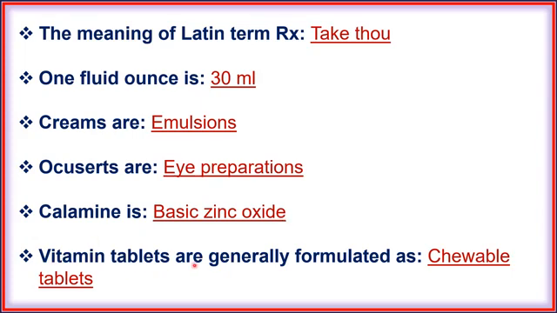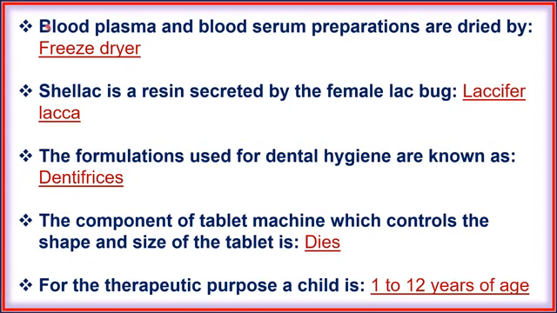Next, vitamin tablets are generally formulated as chewable tablets. Next, blood plasma and blood serum preparations are dried by freeze dryer. Next, shellac is a resin secreted by the female lac bug, Laccifer lacca. Next, the formulations used for dental hygiene are known as dentifrices. Next, the component of the tablet machine which controls the shape and size of the tablet is the die. Next, for therapeutic purposes, a child is 1 to 12 years of age.